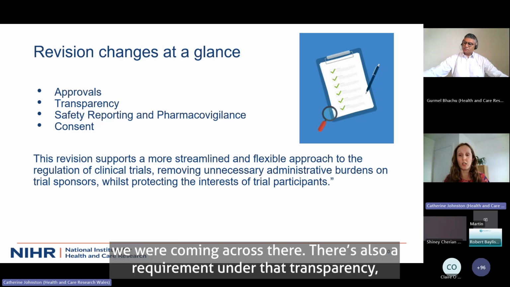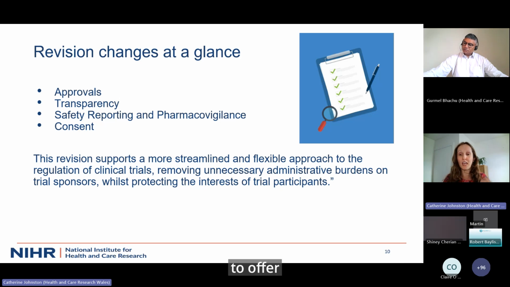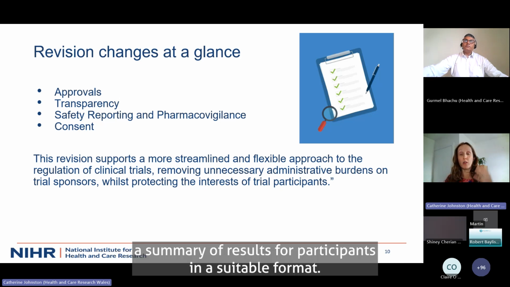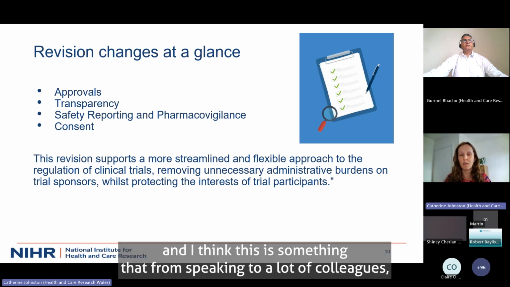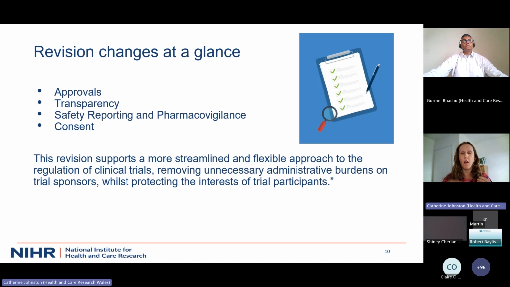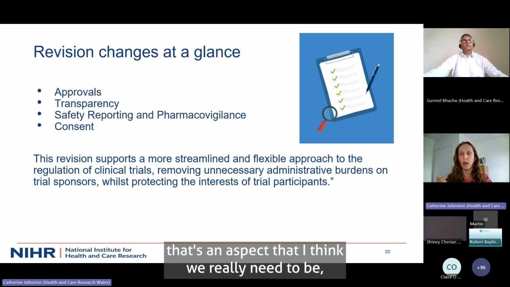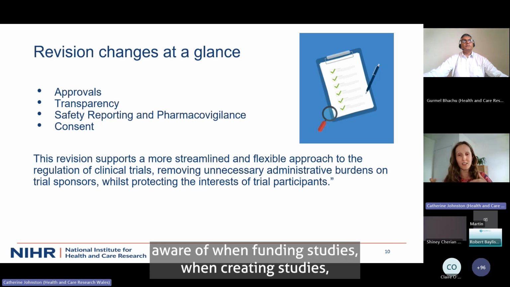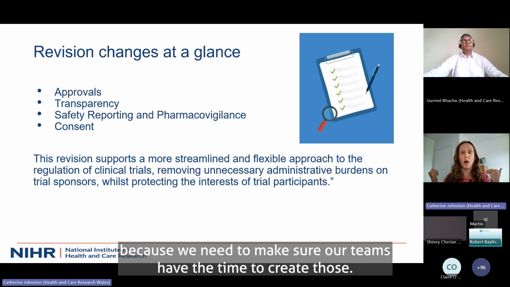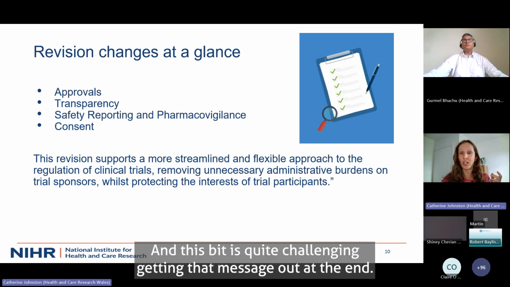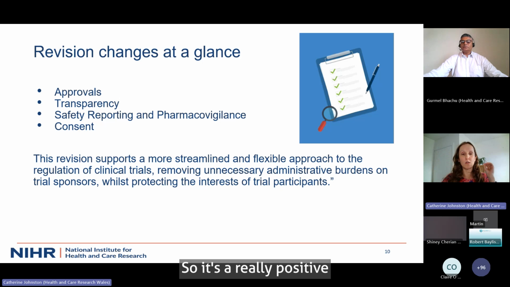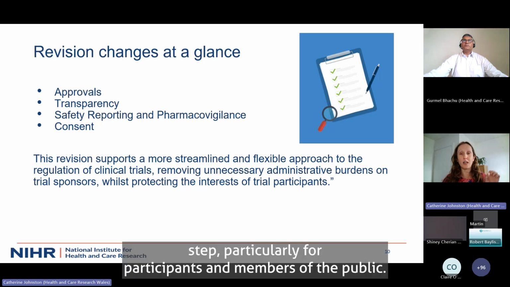There's also a requirement under that transparency to offer a summary of results for participants in a suitable format, so basically in lay language. And from speaking to a lot of colleagues, I think this is an aspect we really need to be aware of when funding studies and creating studies, because we need to make sure our teams have the time to create those. It's often the case that when a study comes towards the end, we move on to the next study, and this bit is quite challenging, getting that message out at the end. So it's a really positive step, particularly for our participants and our members of the public.